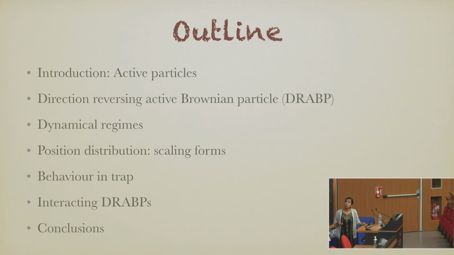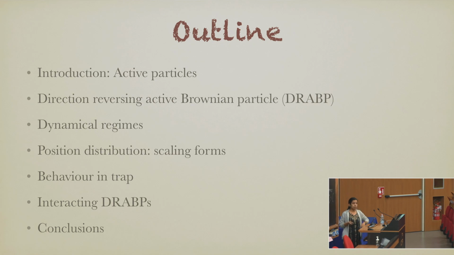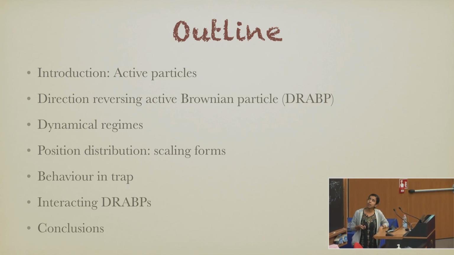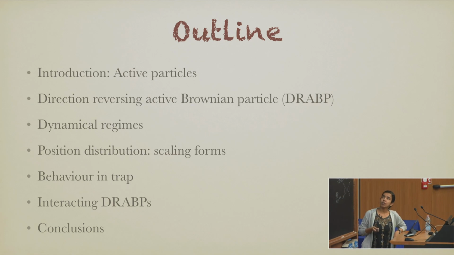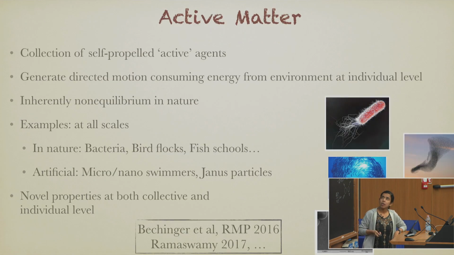So this is the outline of the talk. I'll give a very brief introduction to active particles. We have already had some talks on active particles, so it will be a brief introduction, and then I'll introduce this particular model, the direction reversing active Brownian particle, and then I'll discuss the different dynamical regimes that emerge in this kind of motion, and also some novel scaling distribution that we obtain for this model. And depending on the time, I'll discuss the behavior of this particle in a trap and also a little bit about interacting traps.